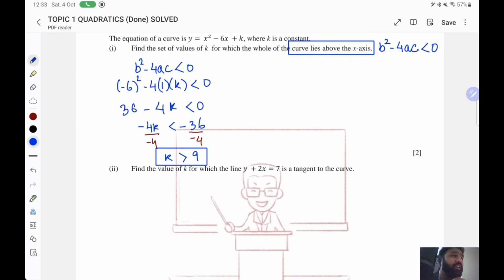When you move the negative 4 to the other side, you are basically dividing both sides by a negative number. That's the basic scenario you are doing. You just have to remember one thing: if you have a negative symbol with the variable, you always have to change the inequality sign.